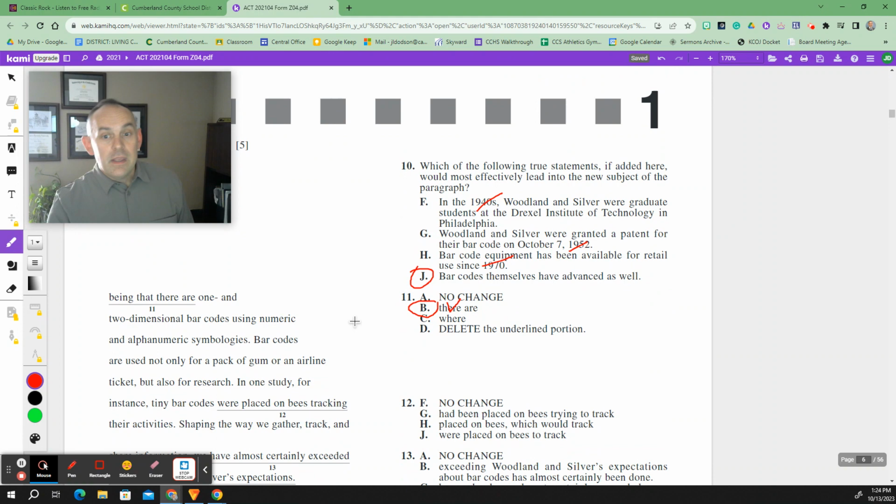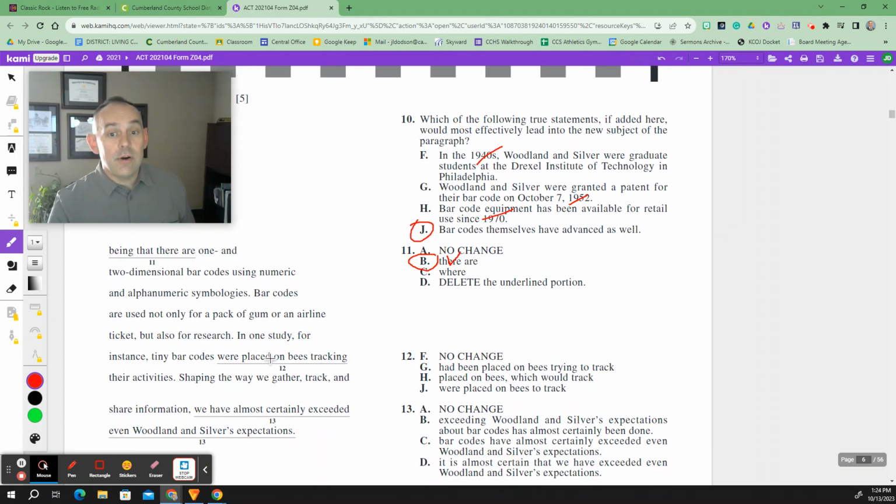Number 12: "In one study, for instance, tiny barcodes were placed on bees tracking their activities." All right, so the problem here is with the verb form of tracking. If the barcodes were placed, the correct verb here would be to track, right? We need an infinitive phrase. So "were placed on bees to track," and that would be choice J.